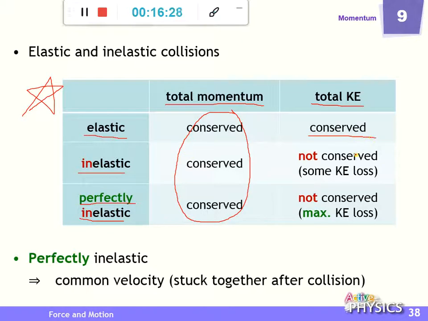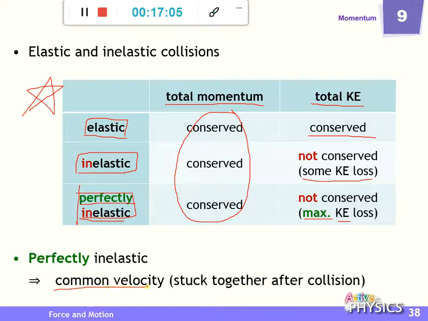If the total KE has no change at all, it means there is no kinetic energy loss, and we say the collision is elastic. But if all the KE has been lost, the maximum loss, we say this one is perfectly inelastic. But if some of the kinetic energy is lost, then we say it is an inelastic collision.